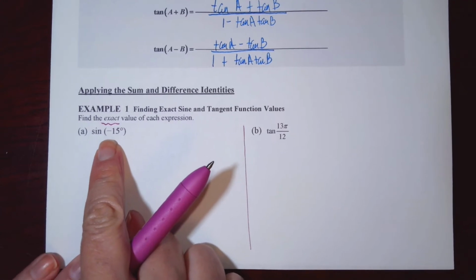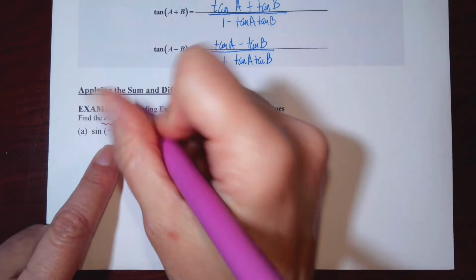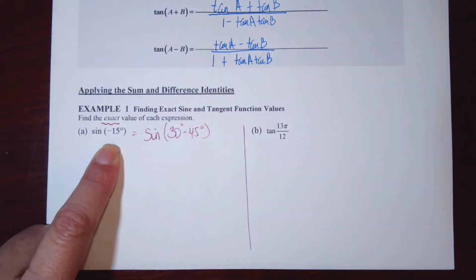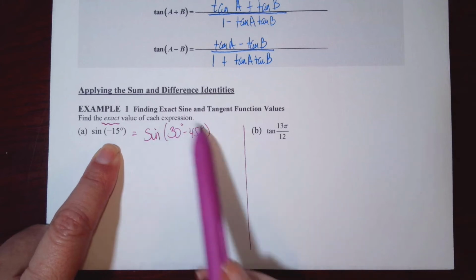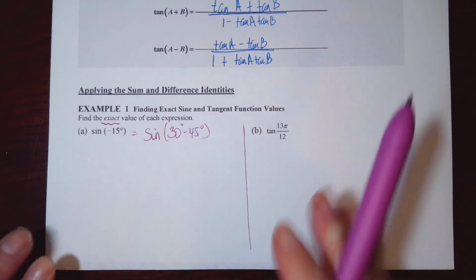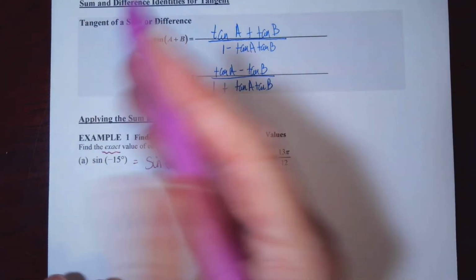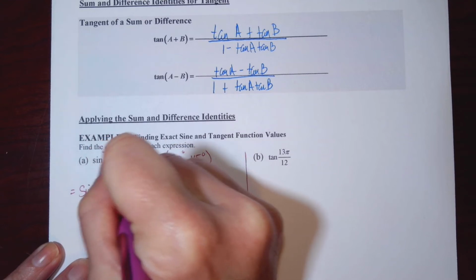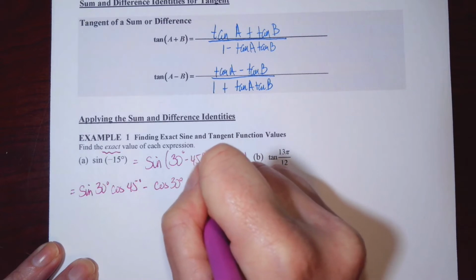Negative 15 degrees or positive 15 degrees, not a special angle. But I can think of negative 15 degrees as 30 minus 45 degrees. 30 degrees minus 45 degrees, degree symbol is crucial here. That difference is negative 15 degrees. These are both special angles. So I can use my sine difference identity to figure out the exact value. Sine difference identity, sine of the first angle, cosine of the second, minus cosine of the first angle, sine of the second.